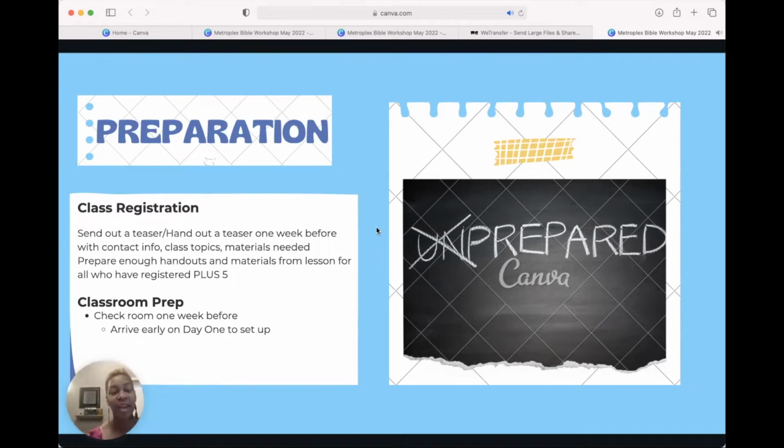How are they going to come into class? How are you going to greet them? Are you going to stand outside of the door to shake their hand and say, hello, welcome in? Are you going to be standing at the front of the room as they come in? Where do you want them to sit?